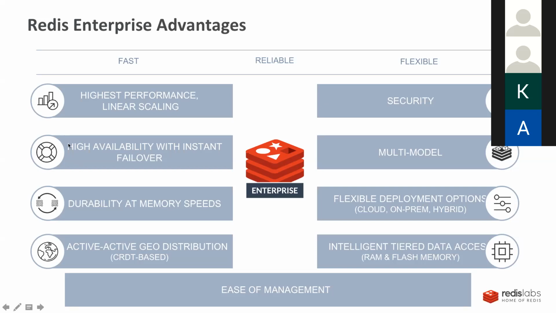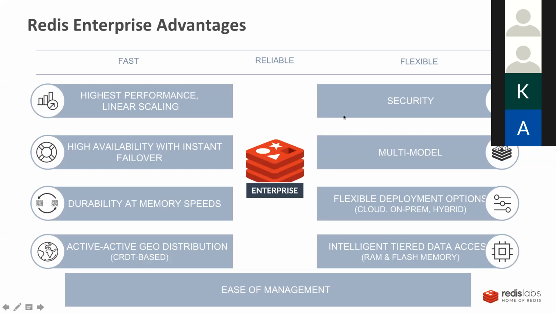With Redis Enterprise, you have high availability with instant failover and no-data-loss guarantees, which is not something you can do with Redis open source. We have durability at memory speeds. For example, the German stock exchange Deutsche Börse is using Redis as the primary database for their transactions. They've tested with 5 million writes per second, with every write going to disk before you release back to the client. So with Redis Enterprise, you can really use it as the primary database if that is your desire.